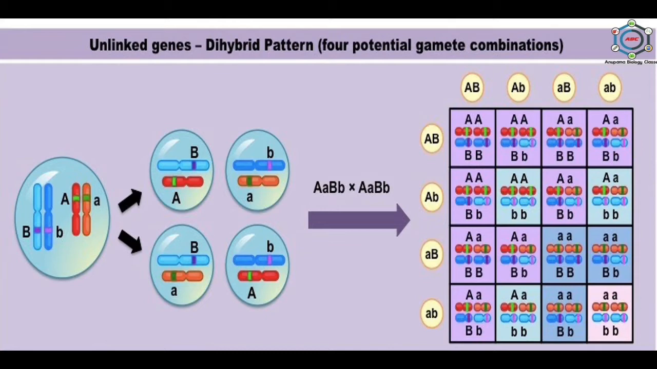Here you can see that unlinked genes are the type of genes which are inherited independently, as they are either located far apart on the same chromosome or on different chromosomes altogether. It means that these genes will follow the general rules of Mendelian genetics. So here you can see the normal dihybrid ratio, that is 9:3:3:1, and the test cross ratio, that is 1:1:1:1.